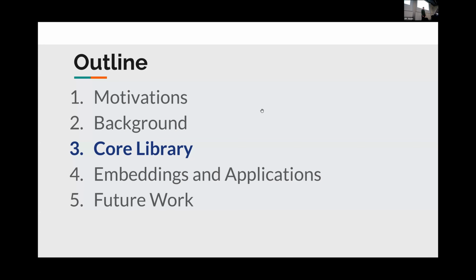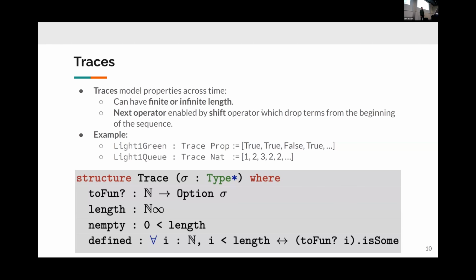So I want to discuss a little bit at a high level the core library. The most basic type in here is traces, which just model the properties over time. They can be finite or infinite. And the next operator that I discussed earlier is enabled by a shift operator in LTL. Just as an example, from the traffic light, you might have a trace that says whether or not a light is green, going true, false. And you might have one that represents the current queue at a traffic light, natural numbers.